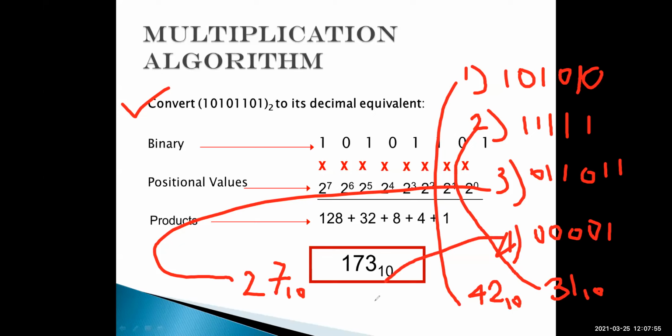Now the last, the fourth, Arzu. 1 base 10. We are getting 1 base 10. Correct answer. So all of you are getting these answers. First answer is 42 base 10. Second answer 31 base 10. Third answer 27 base 10. And fourth answer 1 base 10.